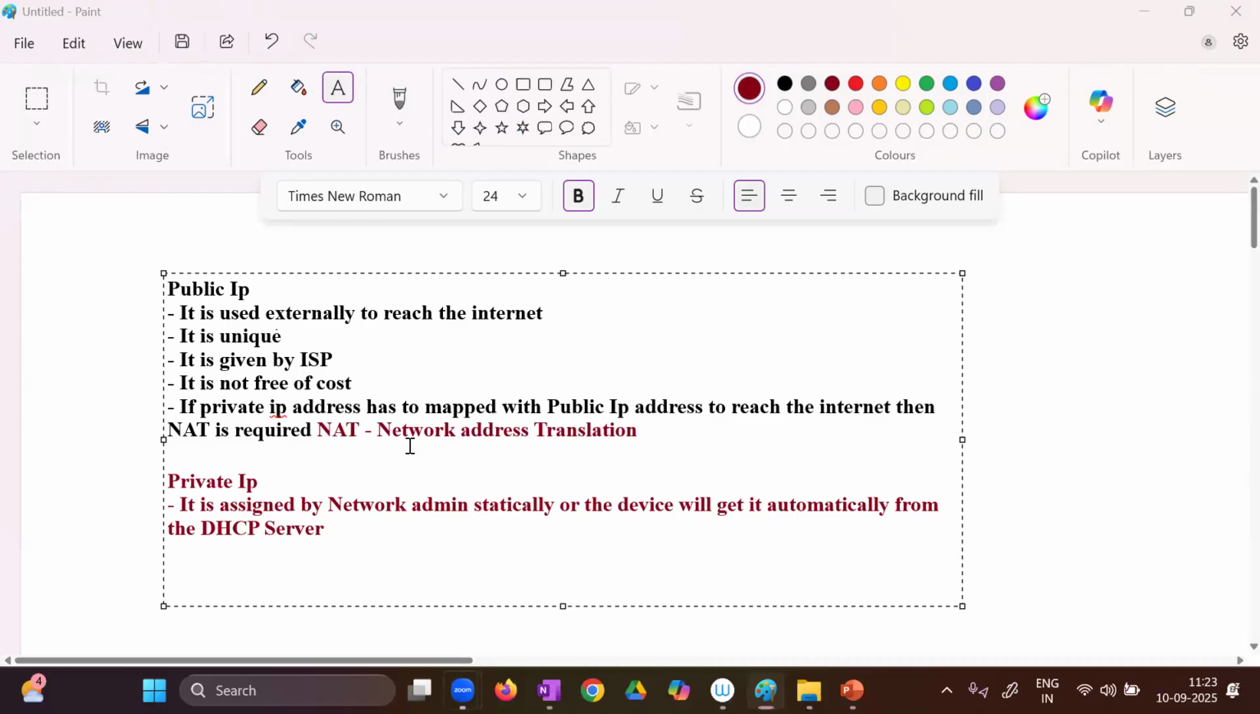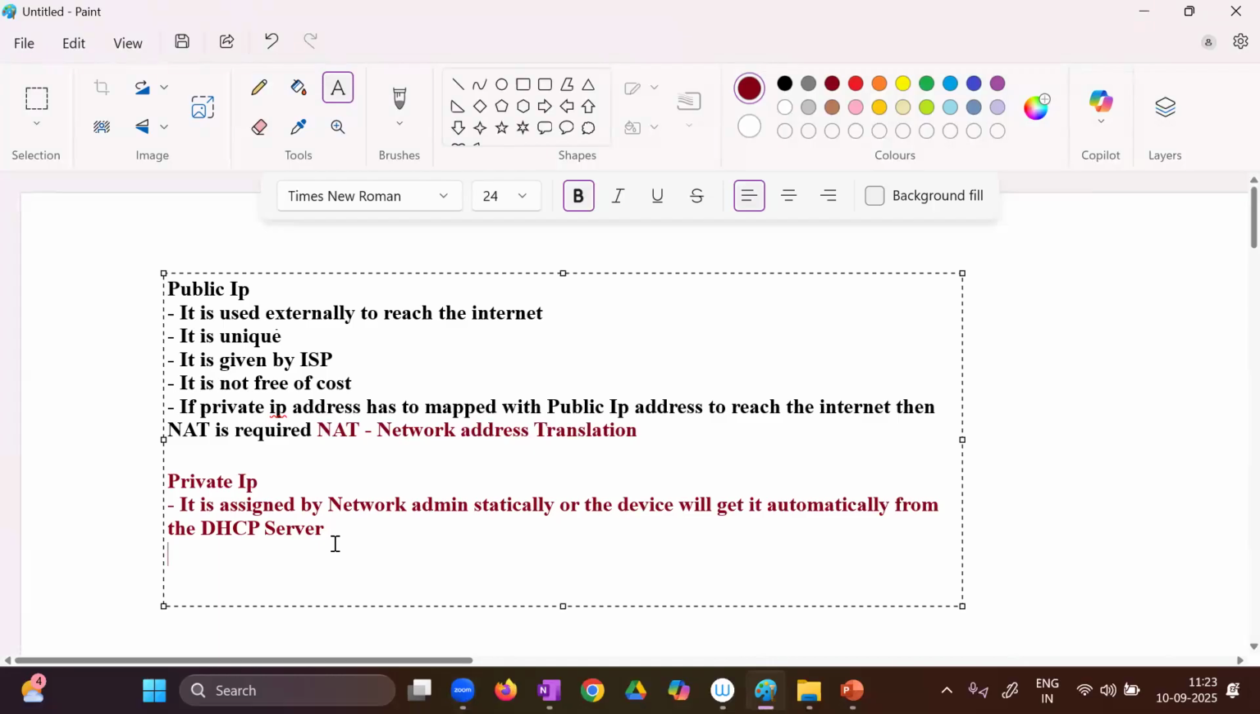Now, what is the reason? See, it is not always possible for the network admin to assign IPs statically because there are so many devices. That's why it prefers a DHCP server. What is this DHCP? Dynamic Host Configuration Protocol. We'll discuss this, and we'll do the configuration also for the DHCP.